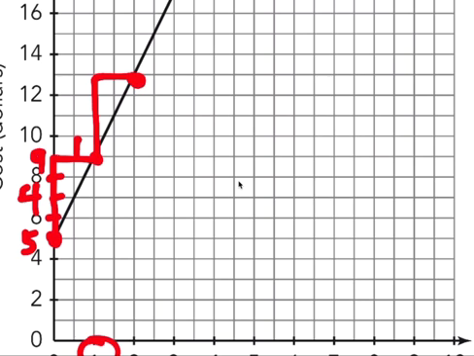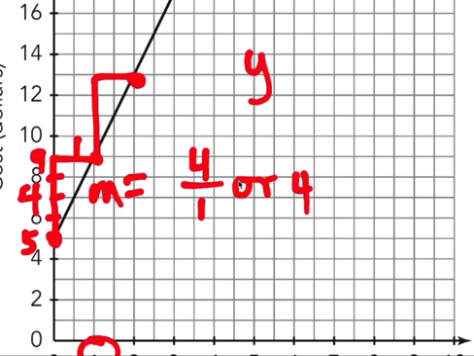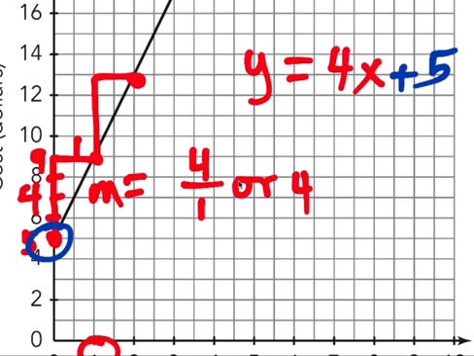So the constant rate or slope is 4 over 1. That's your m, or just 4, right? So your equation is y equals 4x, but because it didn't start at 0, it passes through 5. We call that the y-intercept. The y-intercept, or the letter b, is 5.